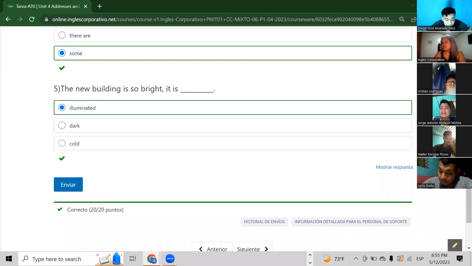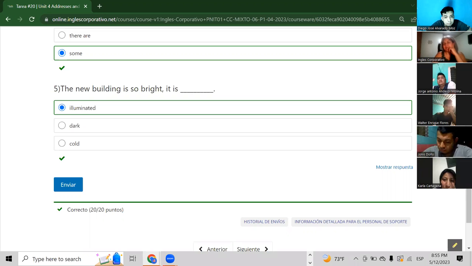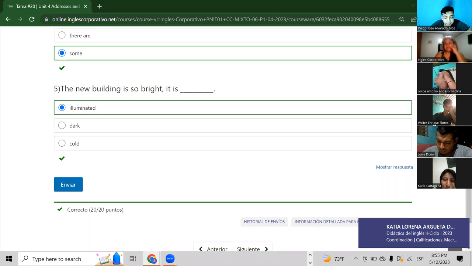Algunos ya lo hicieron. Supongo que no está difícil porque ya lo hicieron. Quien se quiera adelantar está bien. No hay problema. Ah, yo pensé que no se podía hacer antes. Sí se puede. O sea, yo les voy a dar 20 minutos el martes para que lo hagan. Sí, pero si ustedes quieren adelantar, lo pueden hacer. ¿Ok?